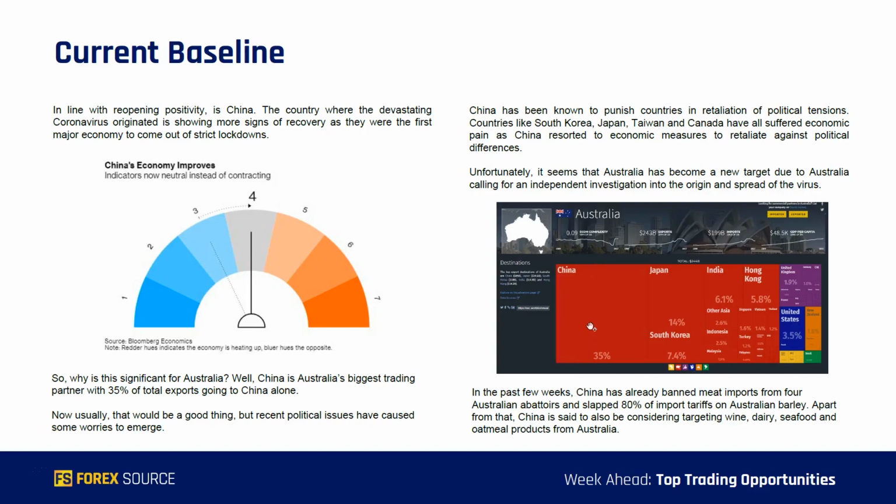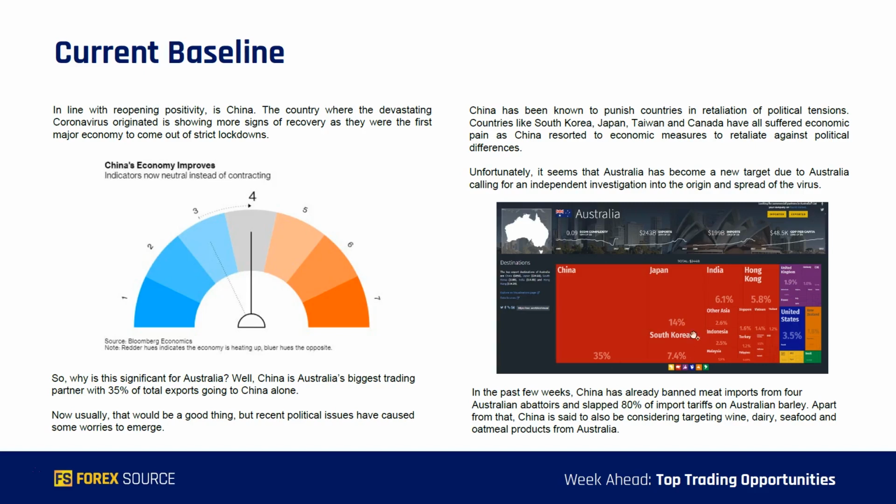Now, China has been known previously to punish countries in retaliation of political tensions. We had countries like South Korea, Japan, Taiwan, and Canada all suffering economic pain as China resorted to economic measures to retaliate against political differences. Now, unfortunately, it seems that Australia has now become a new target due to Australia calling for an independent investigation into the origins and the spread of the coronavirus.